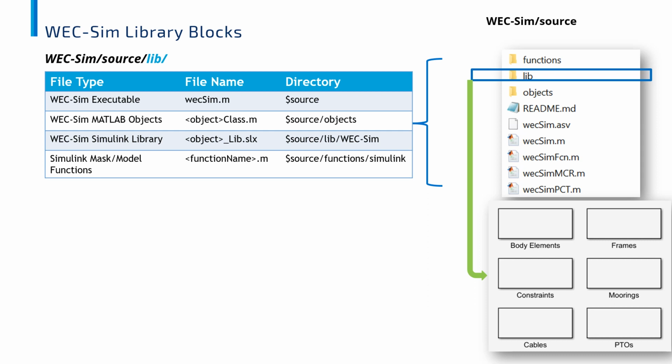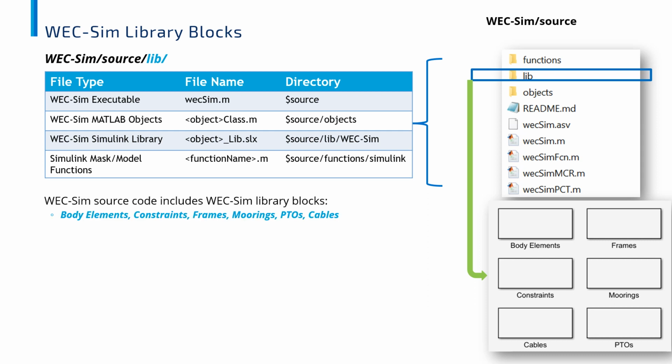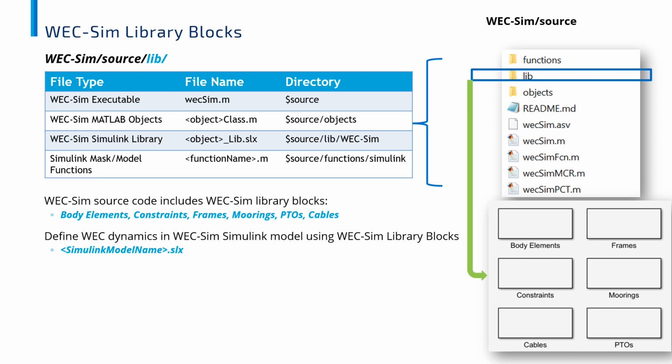These blocks are found in the lib subdirectory of your WEC-Sim source directory. All of the objects that can be present in a simulation as a block are shown there at the lower right, and you'll notice that they are almost one-to-one in terms of names with their corresponding objects that are presented in the WEC-Sim input file. You'll use these blocks to define your WEC dynamics, perhaps the number of bodies, the constraints that are used to attach one body to another, the presence of any moorings, etc.